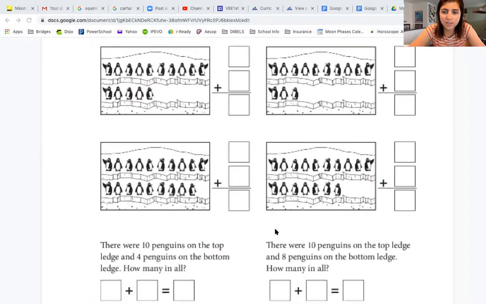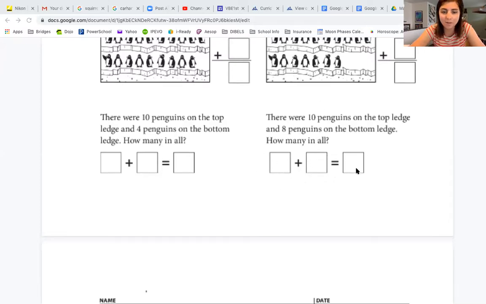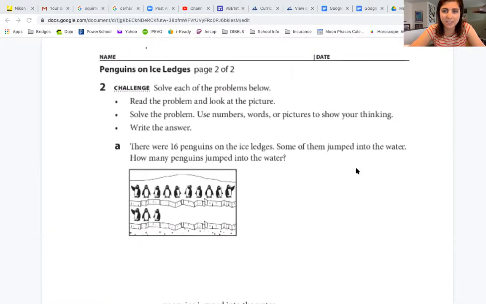So let's go down below. It says there were 10 penguins on the top ledge and 4 penguins on the bottom ledge. How many in all? So 10 plus 4 equals what? Same thing here. There were 10 penguins on the top ledge and 8 penguins on the bottom ledge. How many in all? So plug in the numbers. 10 penguins on top plus 8 penguins on bottom. How many in all?